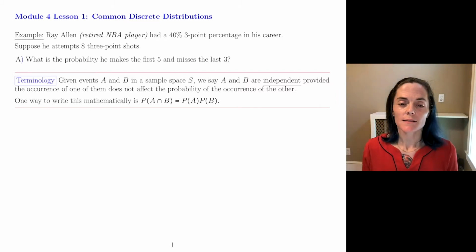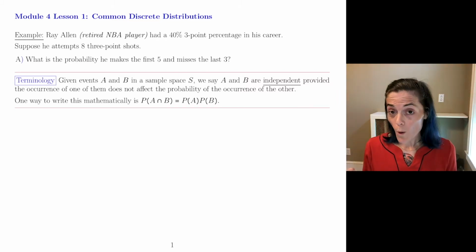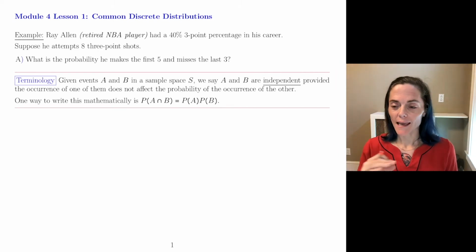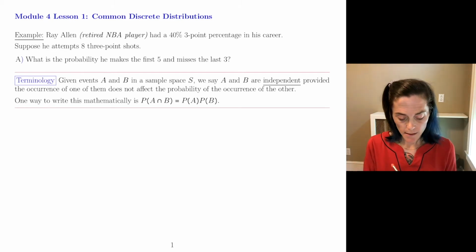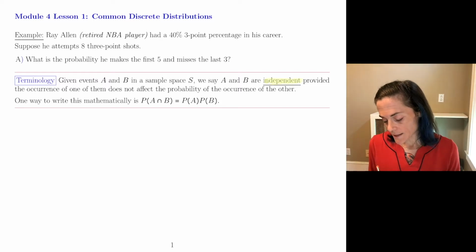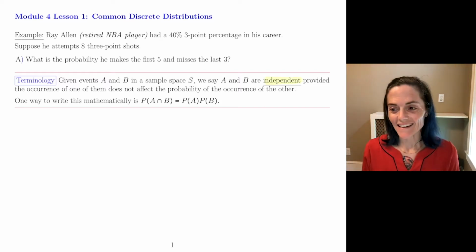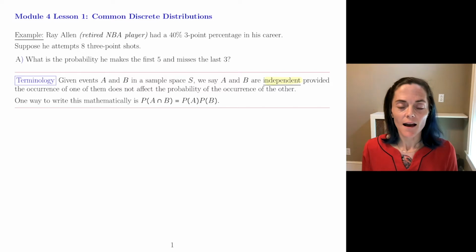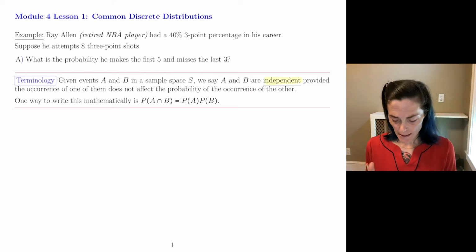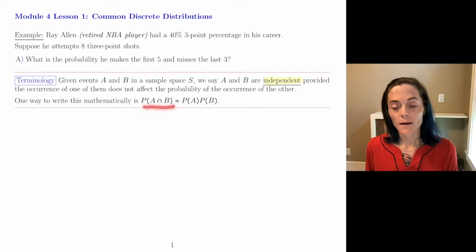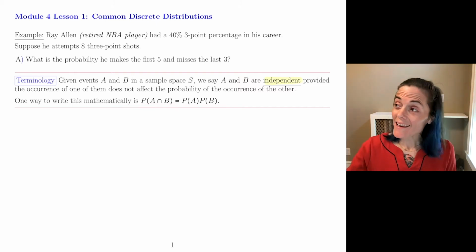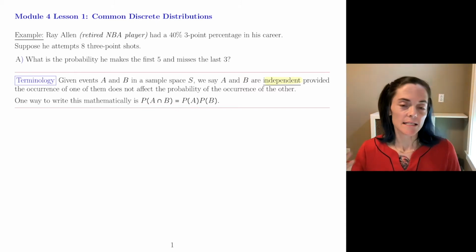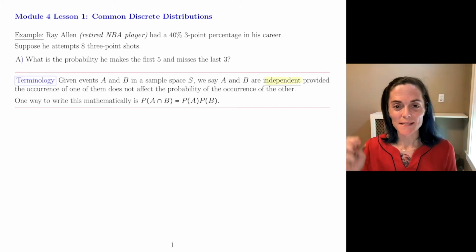Now, in order to answer this, we need some terminology, which we will explore more in the next module. However, I can introduce it here. We have events A and B, and some sample space S. We say A and B are independent, and this is a statistical term here, provided the occurrence of one of them does not affect the probability of the occurrence of the other. So that's kind of in words. One way to say this mathematically is as follows. The probability of A intersect B, this means A occurs and B occurs, is just the product: probability of A times probability of B.